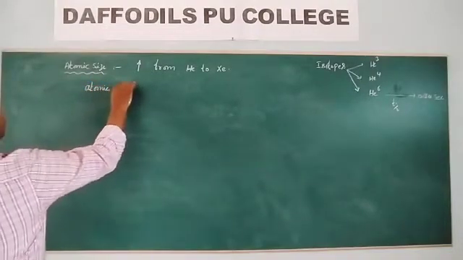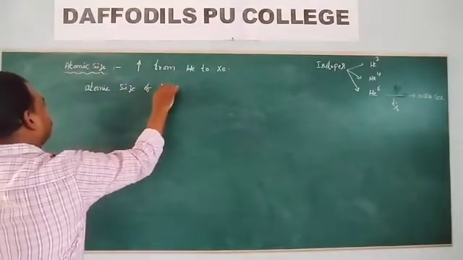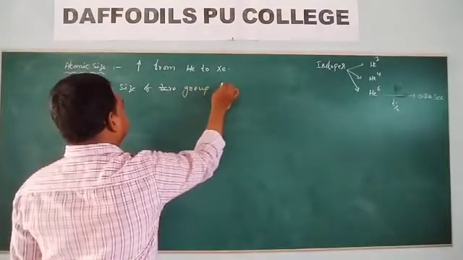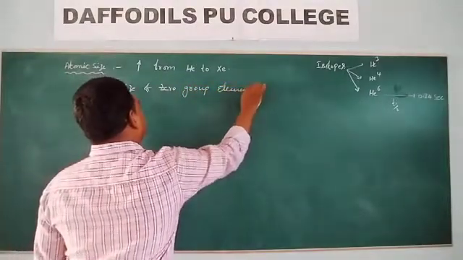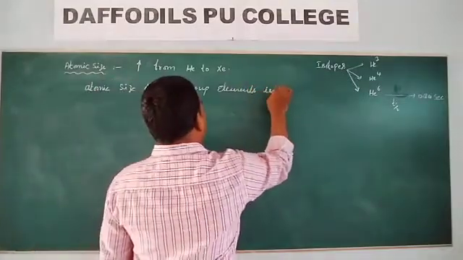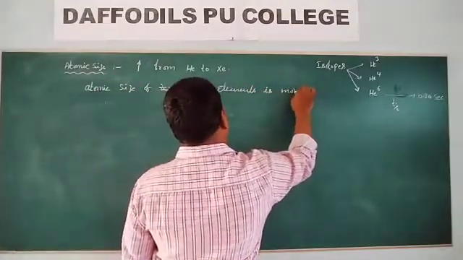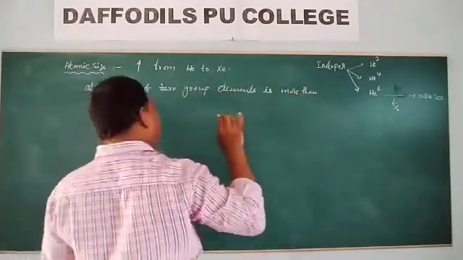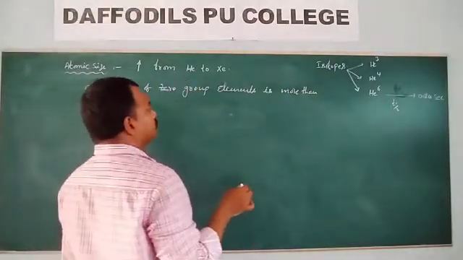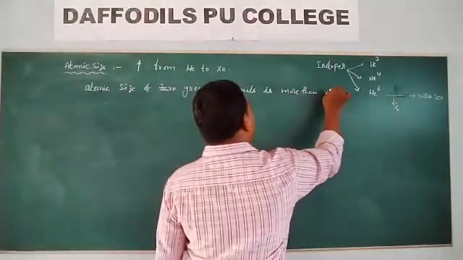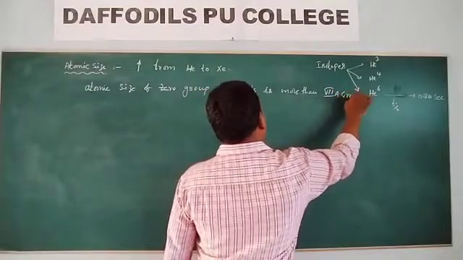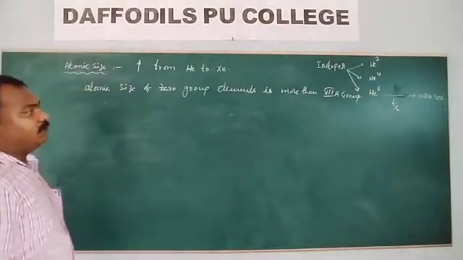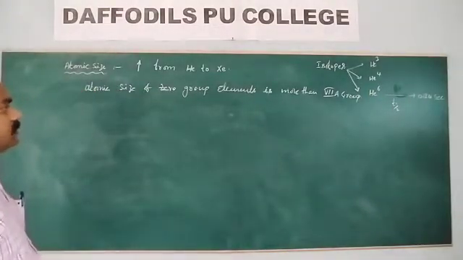Atomic size of zero group elements is more than seventh group elements. So what is the reason? Why is the atomic size of zero group elements more than seventh group elements?